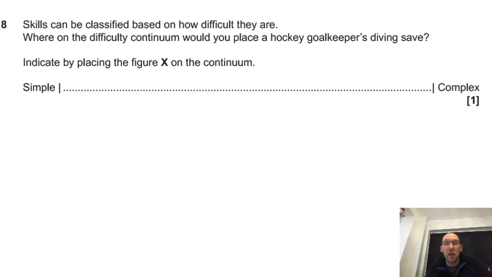So saving a penalty for a goalkeeper is difficult because the ball can go high, it can go low, it can go either side, it can go at different speeds. So in order to save a goal, the skill is complex. So in order to gain a mark, any X near the complex end would gain a mark. Anything towards the simple end wouldn't.